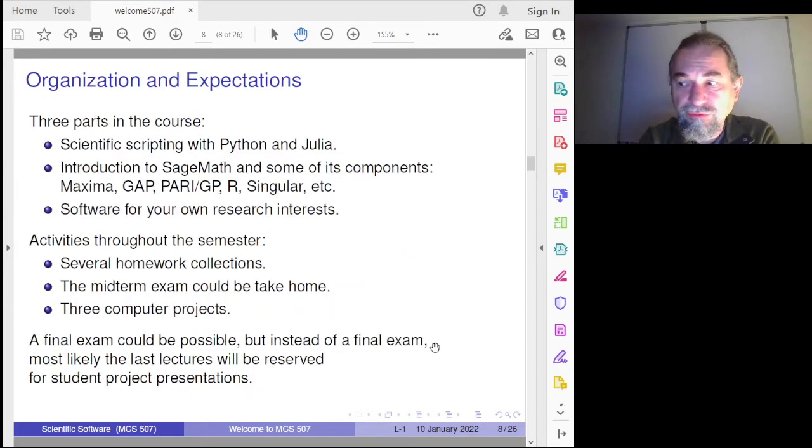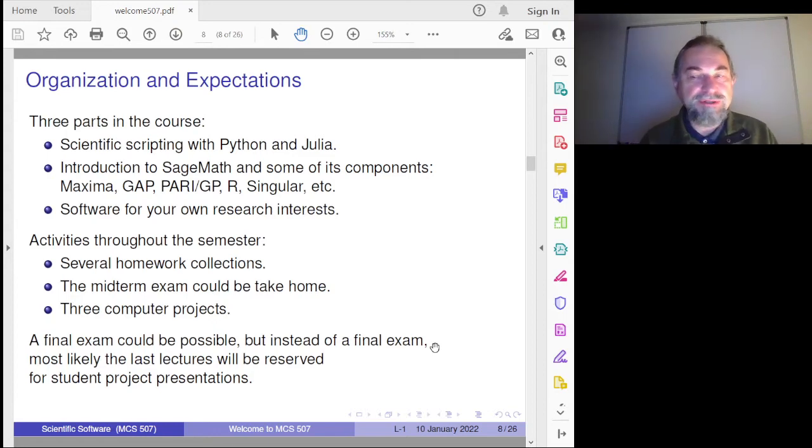That brings us to the expectations of the course. In the first part, I'm assuming that your background is very diverse. You may have used Python but never Julia, or perhaps it is the other way around. You may have used, say, MATLAB, but never computer algebra. It's not a programming course. It's a software course.